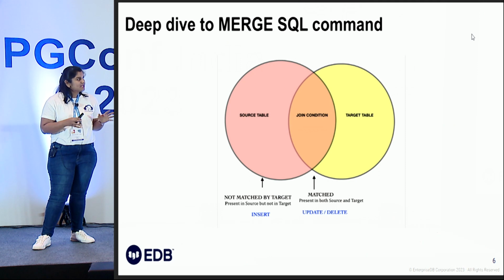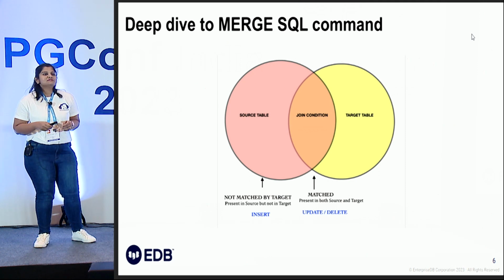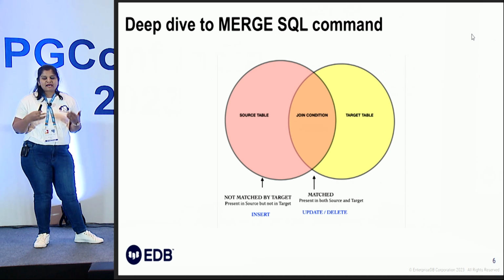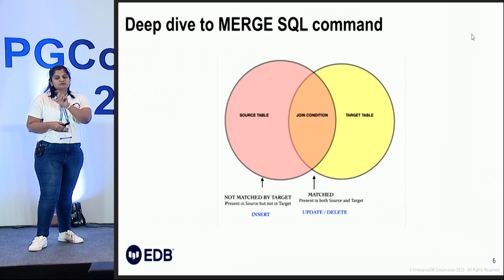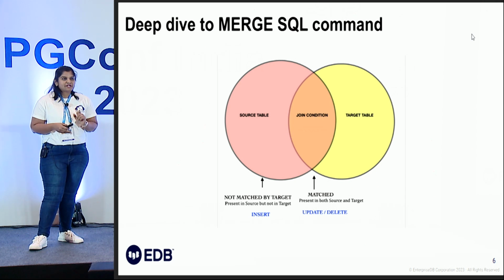In this case, there are two tables, assume there are source and target, and merge allows you to specify on what parameters you want to synchronize these tables. That is the join condition. So what columns of source you want to merge with the target. That is where you give the join condition.